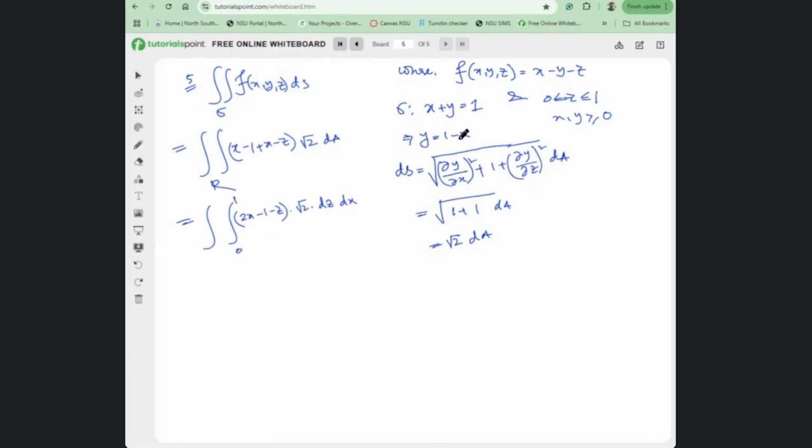What will the limit for x? If y equals 0, x will be 1 maximum. I mean, the x plus y equals 1 graph that is drawn, 0 to 1, 0 to 1. So x will be 0 to 1 only. So square root of 2, integral 0 to 1. Z integration complete, we get 2xz minus z minus z square by 2, 0 to 1 dx.